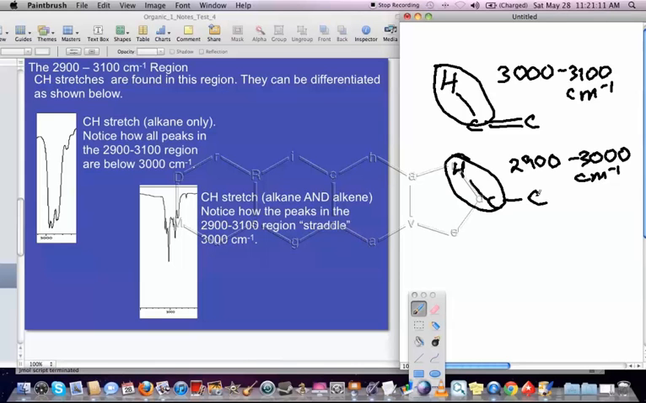It's pretty rare for a compound just to have C double bonds in it. So these are the two cases we usually see: one where everything's below 3000, indicating the presence of just C single bonds, and one where it straddles 3000, indicating the combination of C double and C single bonds. But we're only talking about a fairly narrow range here, in between 2900 and 3100 wave numbers.